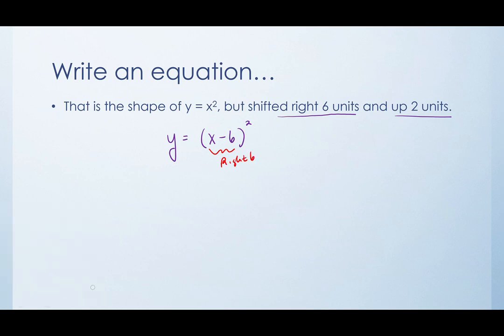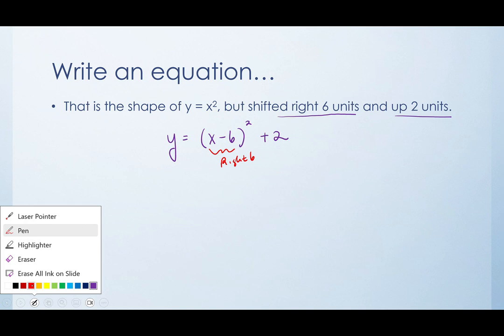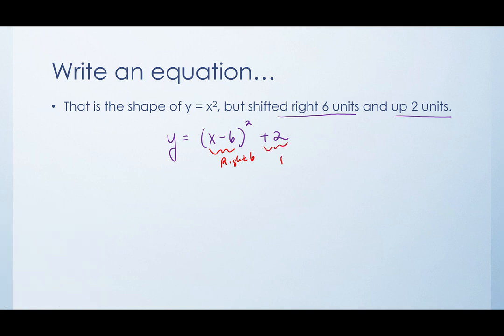But then we also need to go up 2. So remember, that part is an outside change. So we're just going to add 2 onto our output. So this is our up 2. So don't make these harder than they are. It does get a little tricky with some of the reflections and things like that.